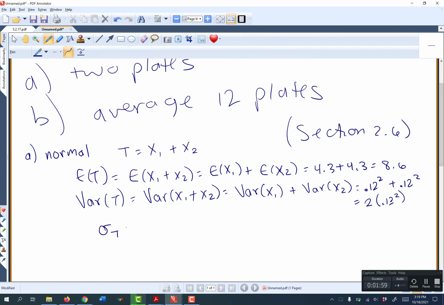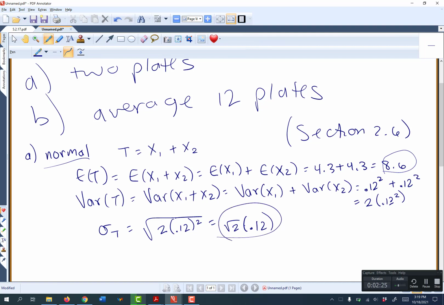Now I can find the standard deviation by taking the square root of that. So the square root of 2 times 0.12 squared gives me the square root of 2 times 0.12, is how your textbook might put it. So we know it is normal. I know my new average will be 8.6. I know my new standard deviation will be the square root of 2 times 0.12. That's the distribution of it.